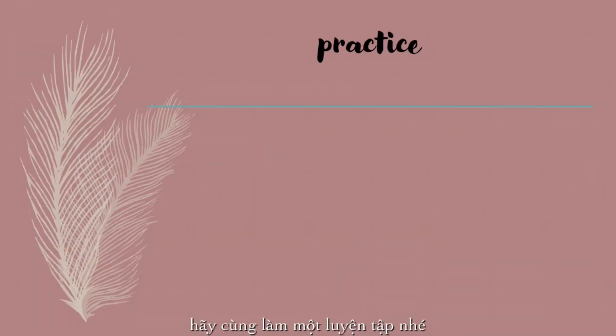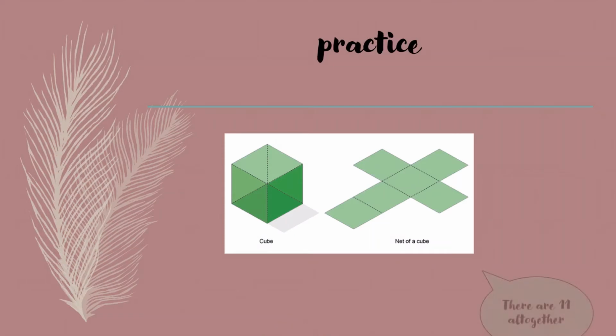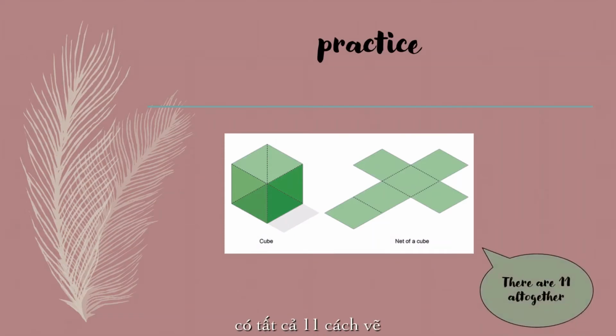Let's do a practice together. Here's a net for a cube. How many different nets can you draw for a cube? Hint, there are 11 altogether.